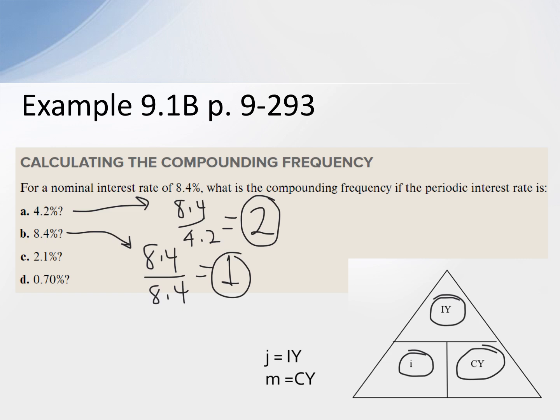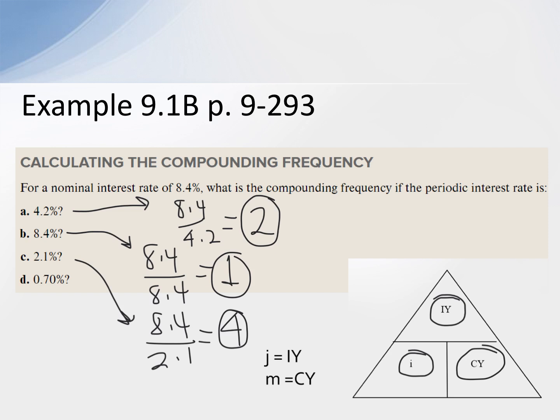If we look at C, we have a periodic interest rate of 2.1%. So again, we have IY of 8.4, that's your nominal interest rate, divided by 2.1, our periodic interest rate, gives us a value of 4, or 4 times a year compounded. That's quarterly frequency.